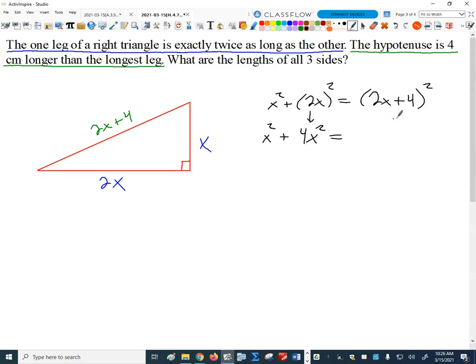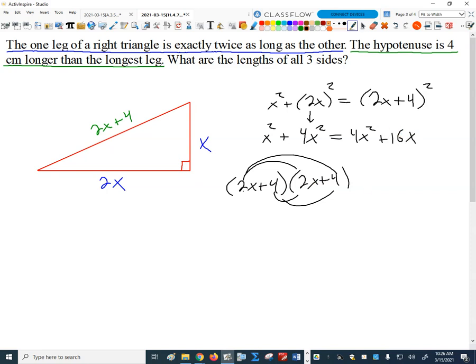And then over here, I've just got to FOIL that thing out, don't I? For now, that's what we're going to do. When we get to the next unit, we'll learn some shortcuts for that. If I FOIL that out, distribute the 2x, I'm going to get 2x times 2x is 4x squared. 2x times 4 is 8x. And now when I distribute over here, I'm going to get plus another 8x, and then plus 16. So there's my equation. Now I've got to put that equation into standard form.